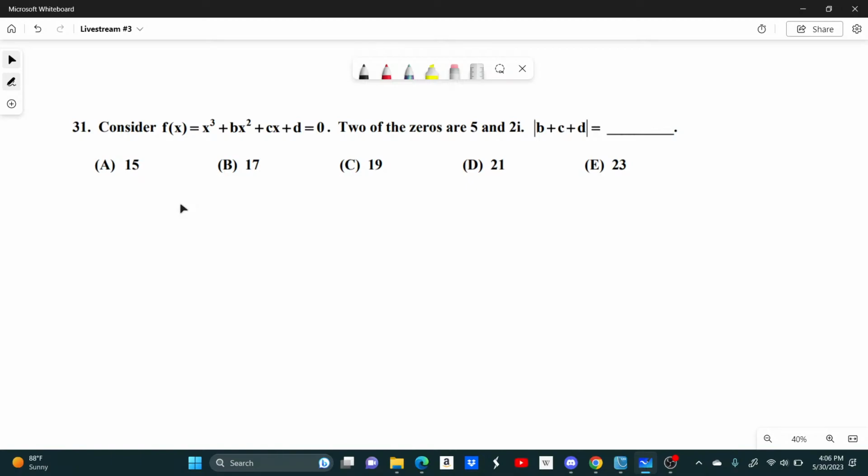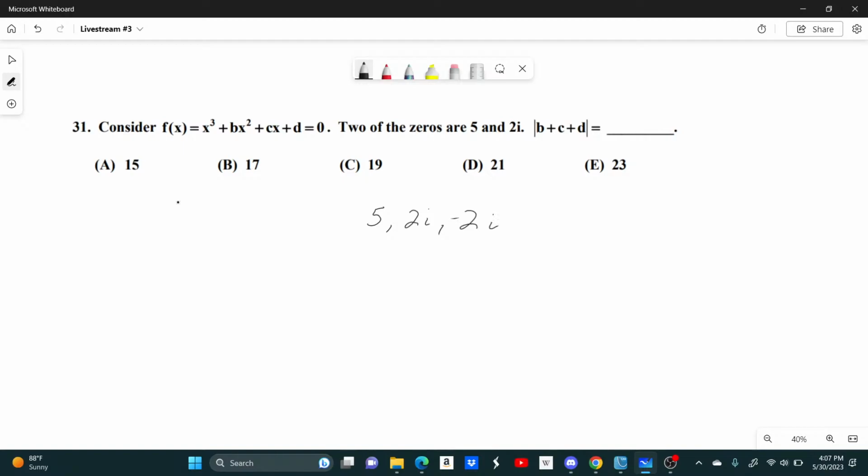Okay, so we can actually find this equation. A cubic is going to have 3 roots, and they only give us 2, but that's actually not a problem because we know that for a polynomial, if you have one of the complex roots, then there's another root that's the complex conjugate. So our 3 roots are going to be 5, 2i, and by complex conjugate, I mean all you're doing is negating the imaginary part. So our third root is going to be negative 2i.